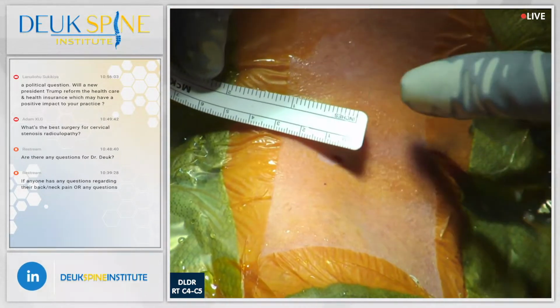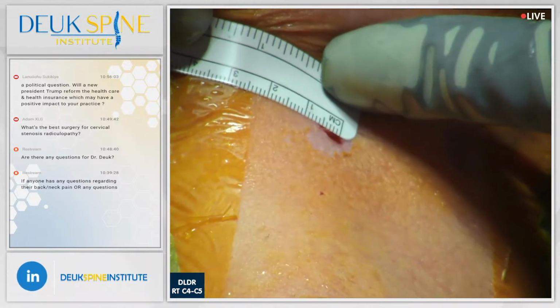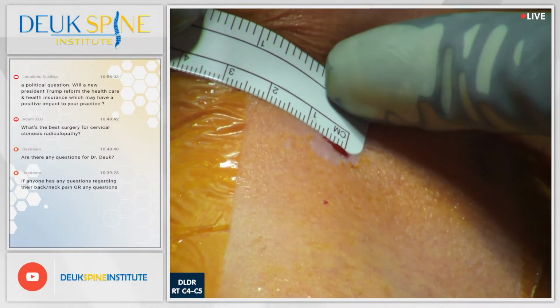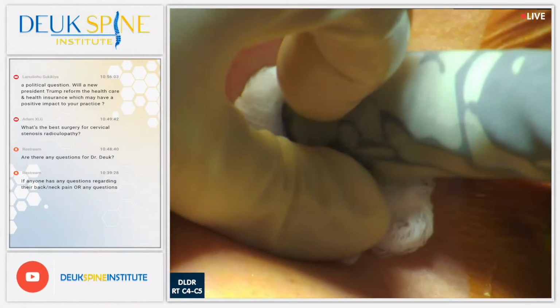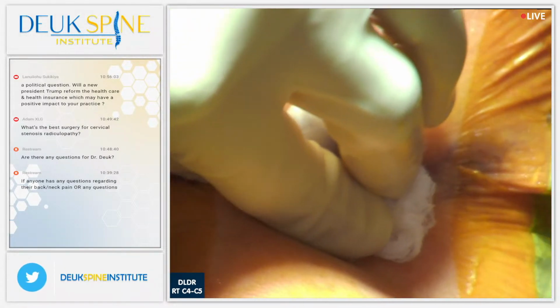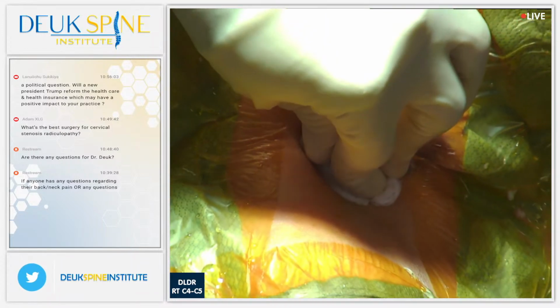It's literally 4 millimeters long. You guys see that? Yes, we do. And we lost 1 drop of blood for the whole surgery. We're going to put a little Band-Aid. We're done. My team did a great job.